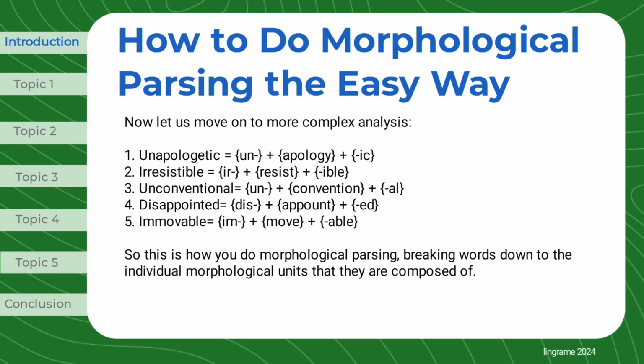Now let us move on to more complex analysis: unapologetic: un, plus, apology, plus, ic. Irresistible: ir, plus, resist, plus, able. Unconventional: un, plus, convention, plus, al. Disappointed: dis, plus, appoint, plus, ed. Immovable: im, plus, move, plus, able. So this is how you do morphological parsing, breaking words down to the individual morphological units that they are composed of.